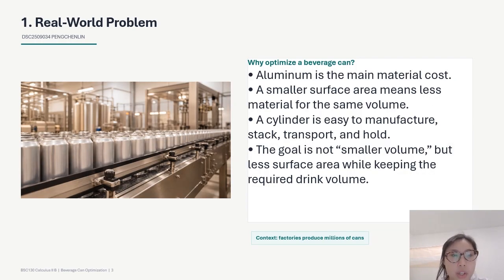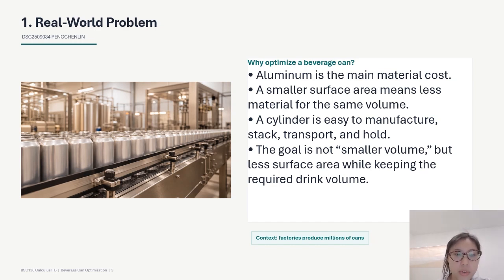Beverage cans are usually produced in very large quantities. Because of this, even a very small reduction in the amount of aluminum used for one can leads to a significant saving in total production cost. Most beverage cans are made of aluminum. Aluminum is a major material cost for companies.